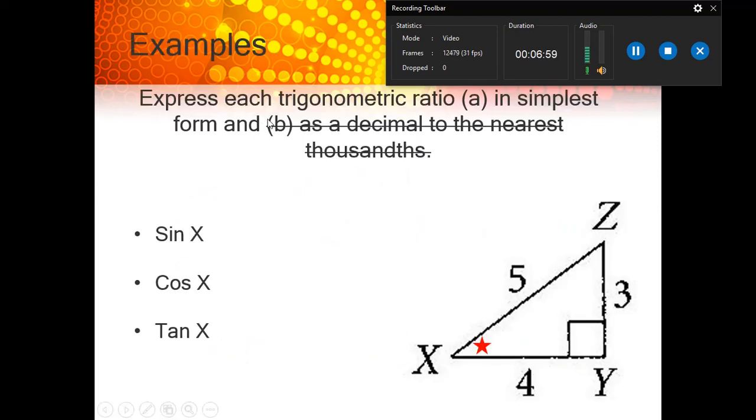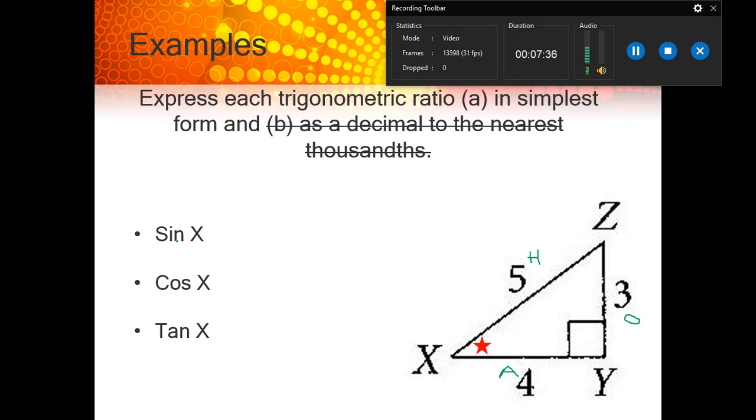So for our first example, we're going to express the ratio in simplest form. We're not going to convert it to a decimal. These are better left as fractions. You'll notice that in all three of these examples, we're using x. That means you are here at angle x. Because I'm working with angle x, that means across from it, 3 is my opposite side, and 4 is next to it. This is my adjacent side. And there's my right angle, so 5 is always my hypotenuse.